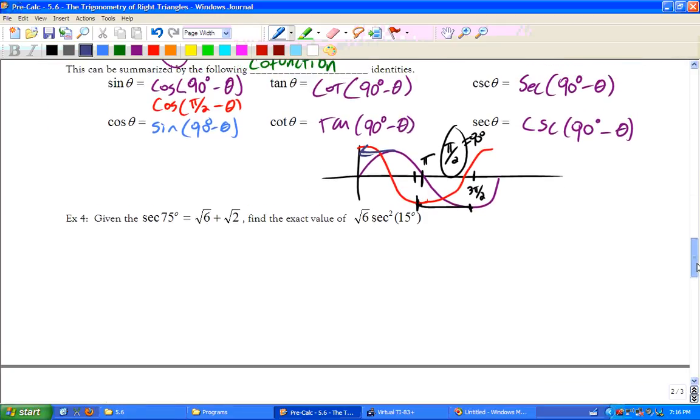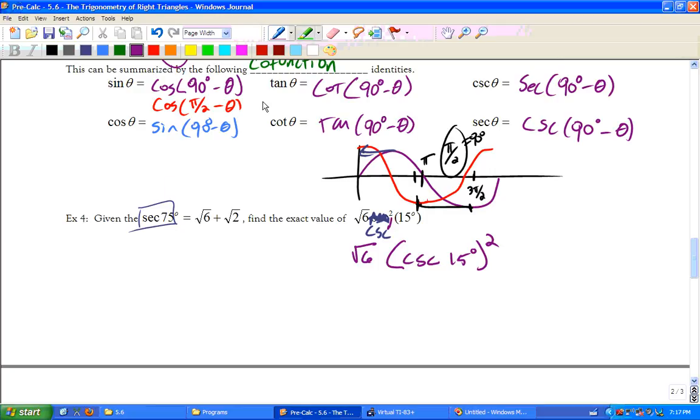So what we're going to do now is take a look at how we can solve some goofy-looking problems when we've been given weird angle measures, like secant of 75. And I'm going to change this right now. This should be the cosecant squared of 15 degrees. Just in case you haven't seen this yet, the square root of 6 cosecant squared is really saying the square root of 6 times the cosecant of 15 degrees, squared. We put that squared right after the cosecant to indicate that's what we're squaring. We're not squaring the 15.